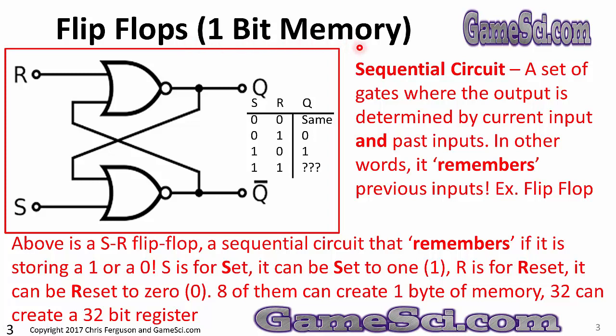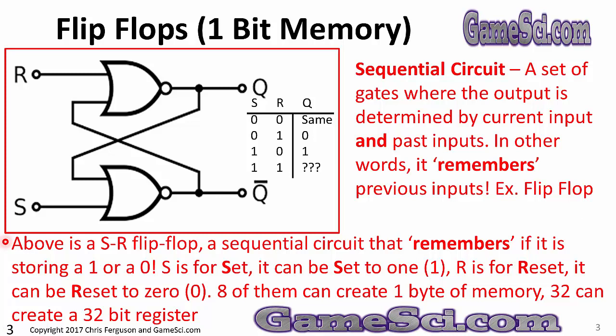Flip-flops, 1-bit memory. A combinational circuit allows you to activate a memory cell. How do we store the data in a memory cell? That takes a sequential circuit, a set of gates where the output is determined by the current input and past inputs. In other words, it remembers previous inputs. An example would be a flip-flop. A flip-flop is a sequential circuit that remembers previous inputs.